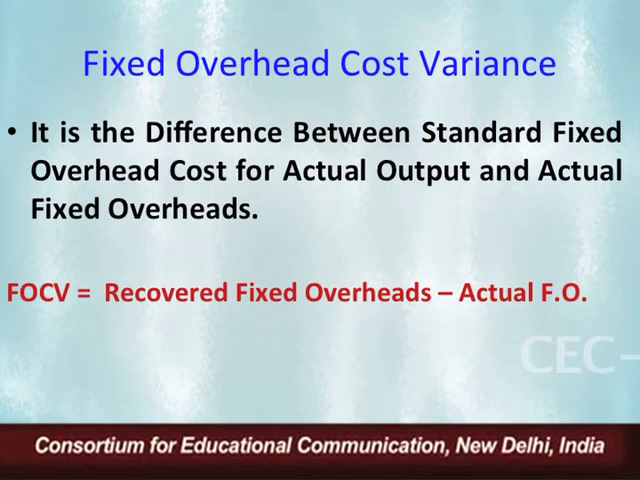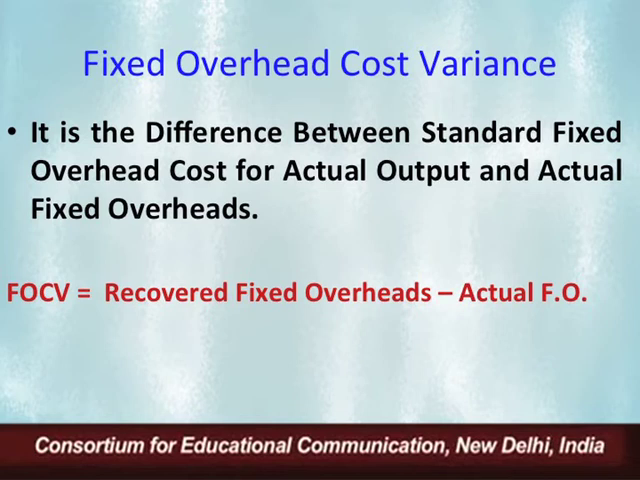Once we have understood the variable overhead variance, it's time for us to discuss fixed overhead variance. Now what is fixed overhead cost variance? It is basically again the difference between the standard fixed overhead cost for actual output and actual fixed overheads. The formula is very simple here.